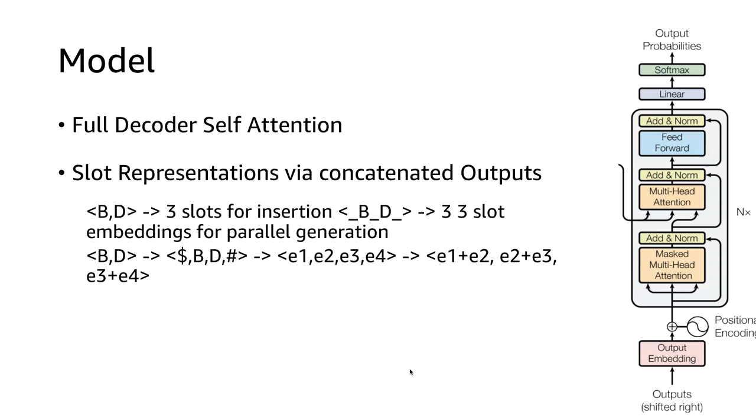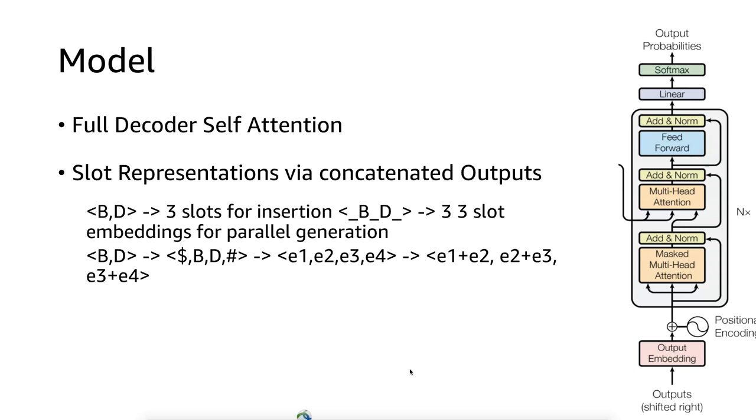The second modification is slot representations via concatenated outputs. So what does that mean? Instead of predicting a word, you're predicting what word goes into a slot. So now you have a concept of slots, and if your output has 5 words, then you will have 6 slots, which is 4 slots in between the words, 1 slot in the beginning, and 1 slot towards the end.